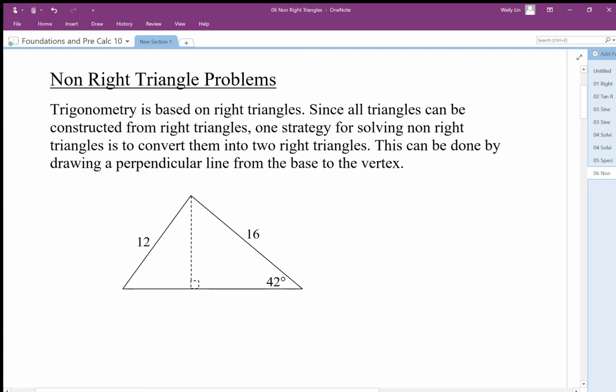So here we have this triangle. We have an angle, this side here, a side here, and we want to be able to determine all the lengths and angles of this triangle. So basically, three pieces of information of any triangle will allow us to determine the size and shape of that triangle.